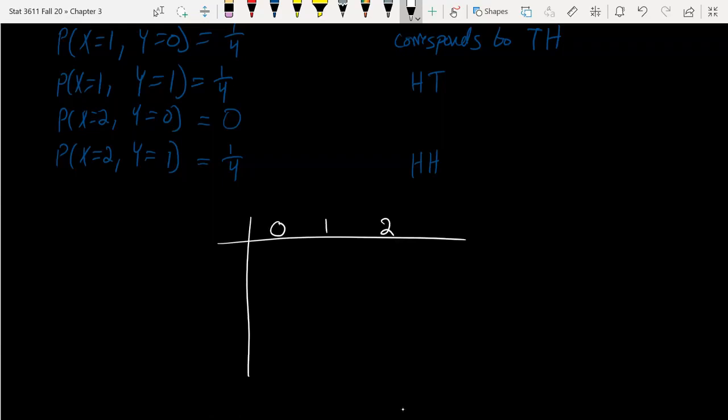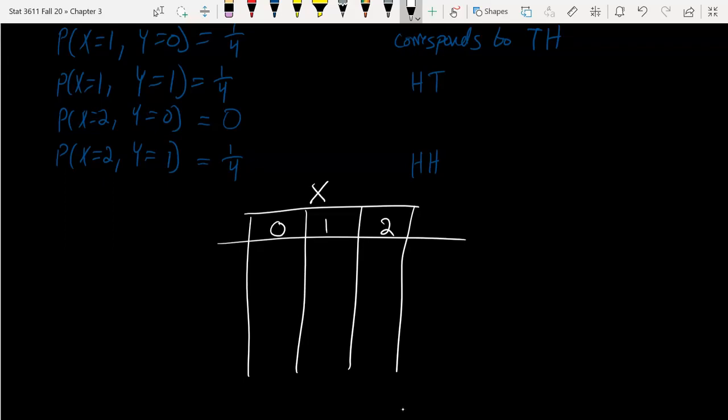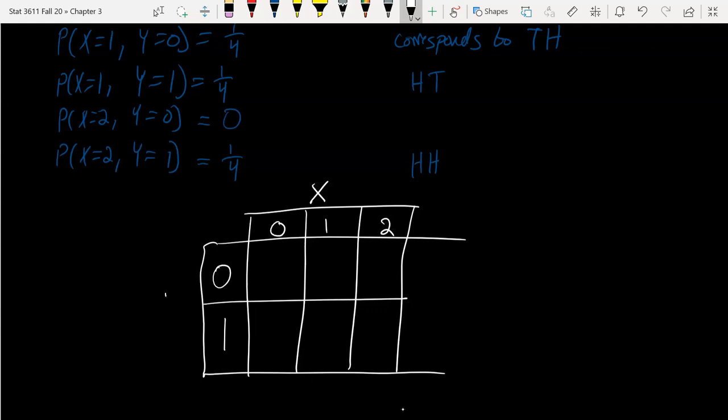0, 1, and 2. So this will be x over here. And then what do we need? So y can be 0 or 1. So then this will be y here. And then we can put the probabilities right in the middle here.